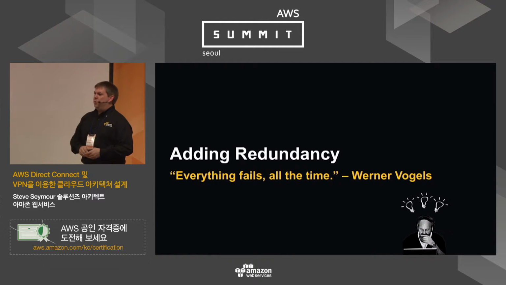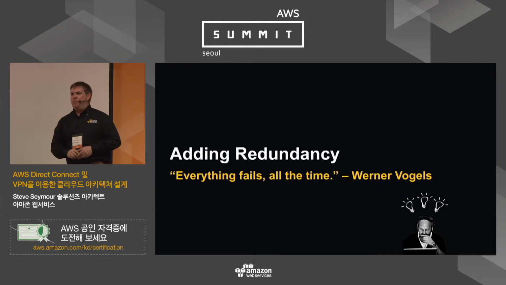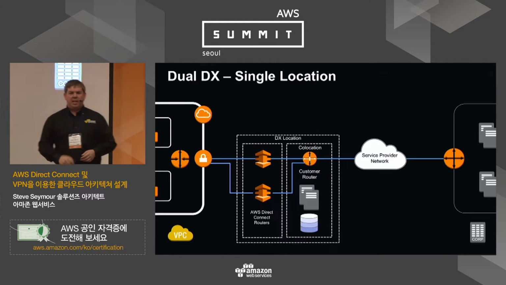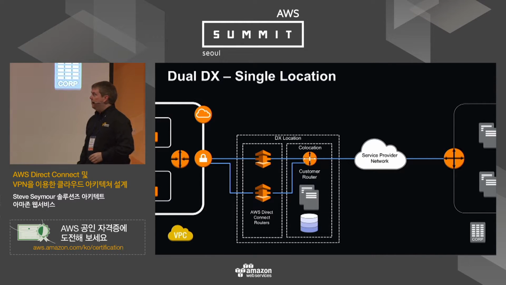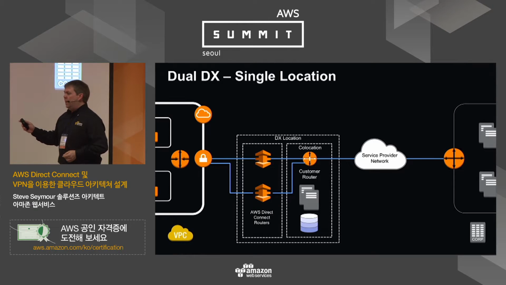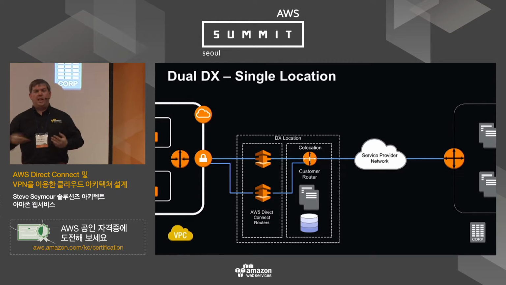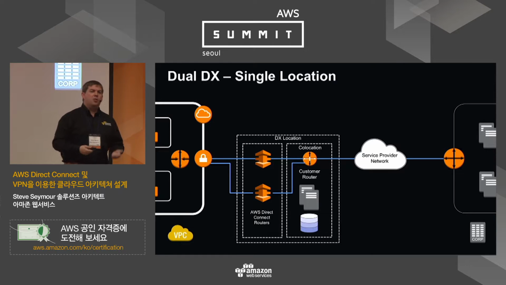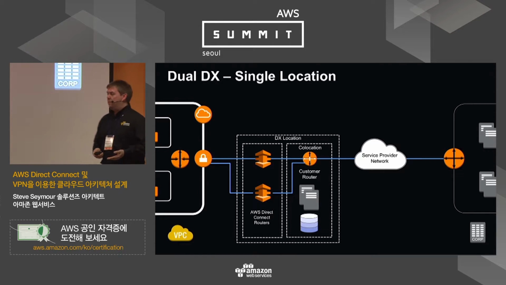So, Werner Vogels, CTO of Amazon.com, he said everything fails all the time. So we need to plan for things to go wrong. So for Direct Connect, what can we do? Well, first of all, every Direct Connect location that we have has at least 2 sets of routers on the Amazon side. So you can always create multiple connections. So in this case, we have 2 routers, both connecting into your single customer router, but you now have some resilience across multiple pieces of Amazon equipment.